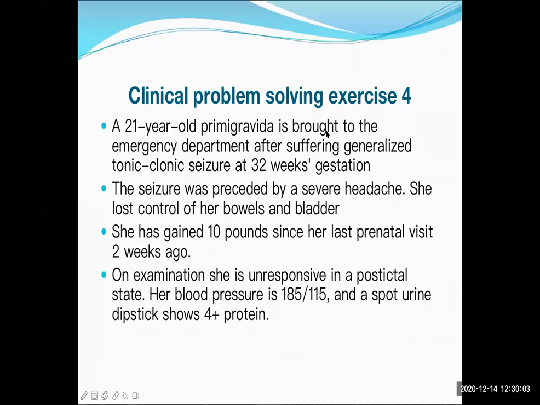A 21-year-old primigravida is brought to the emergency department after suffering a generalized tonic-clonic seizure, GTCS, at 32 weeks gestation. The seizure was preceded by a severe headache. She lost control of her bowel and bladder. She has gained 10 pounds since her last prenatal visit 2 weeks ago. On examination, she is unresponsive in a post-ictal state. Her blood pressure is 185 over 115 and a spot urine dipstick shows 4 plus protein.